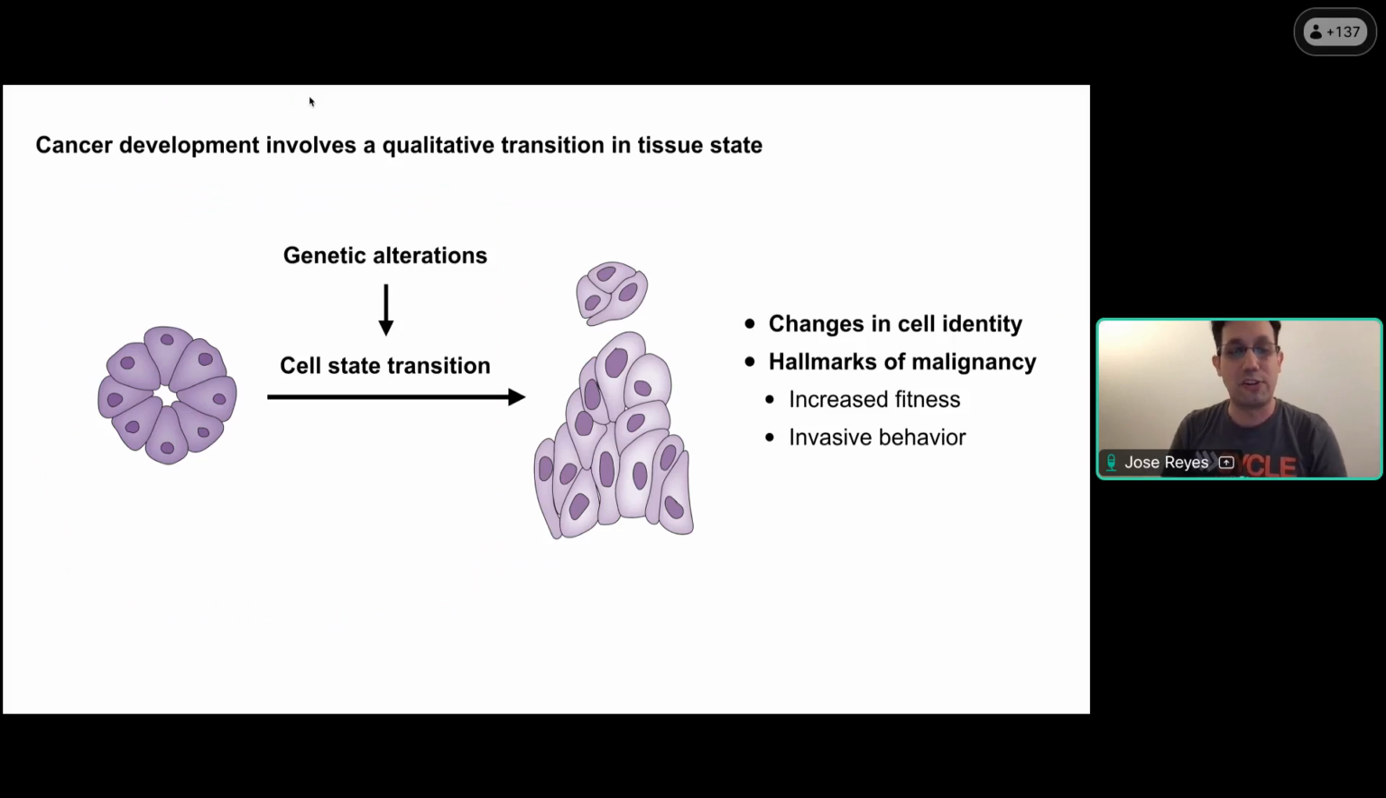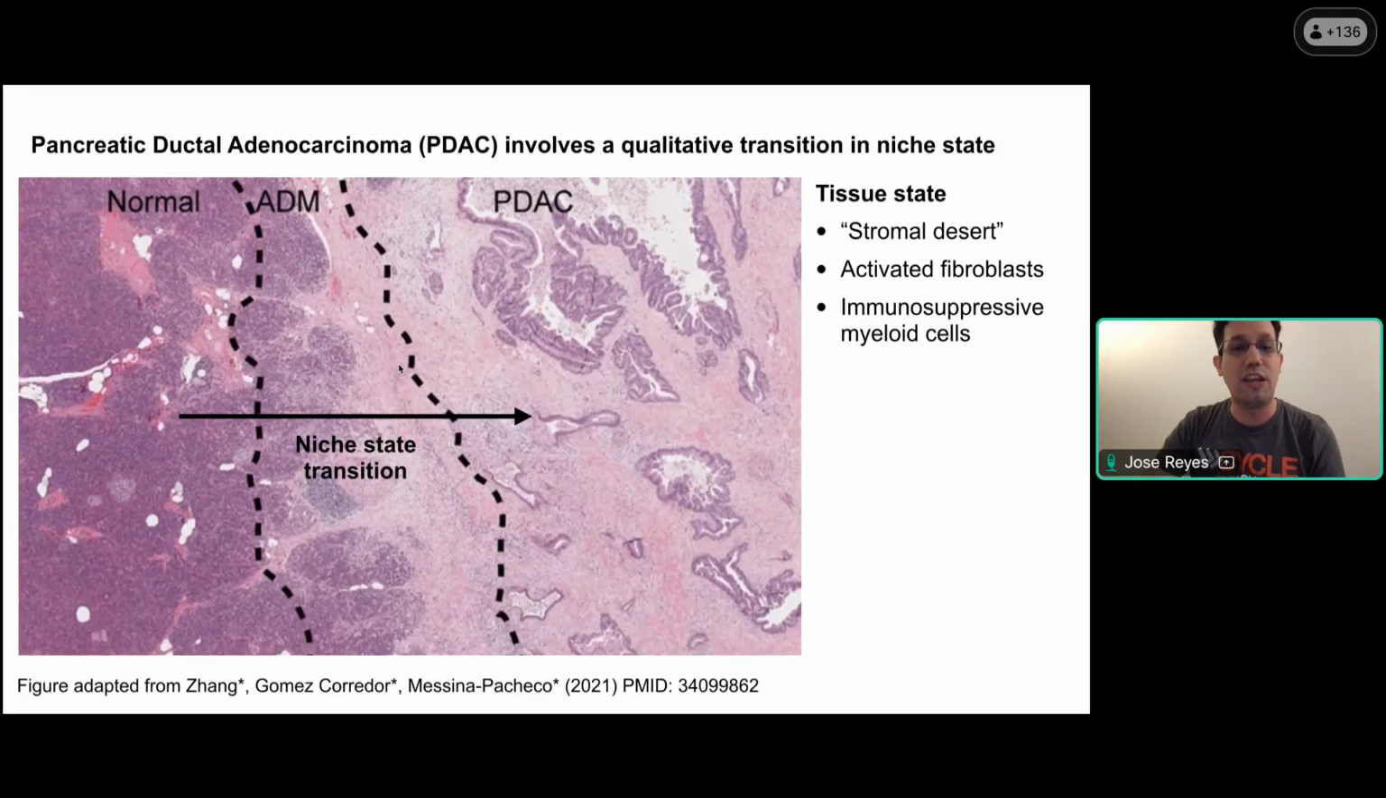Cancer emerges as a result of a cell state transition in which genetic alterations in otherwise normal cells lead to changes in cell identity and hallmarks of malignancy that ultimately make cancer lethal. However, cancer development is more than this. It's not only about a cell state transition, but a transition in niche state.